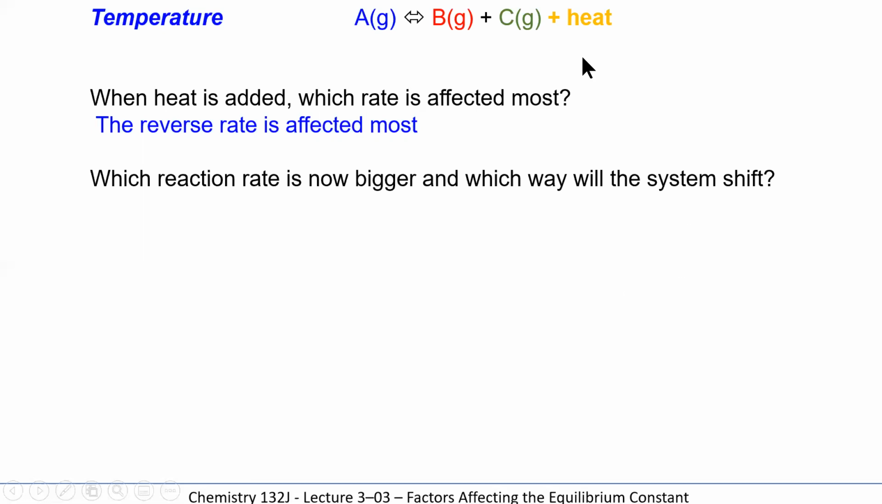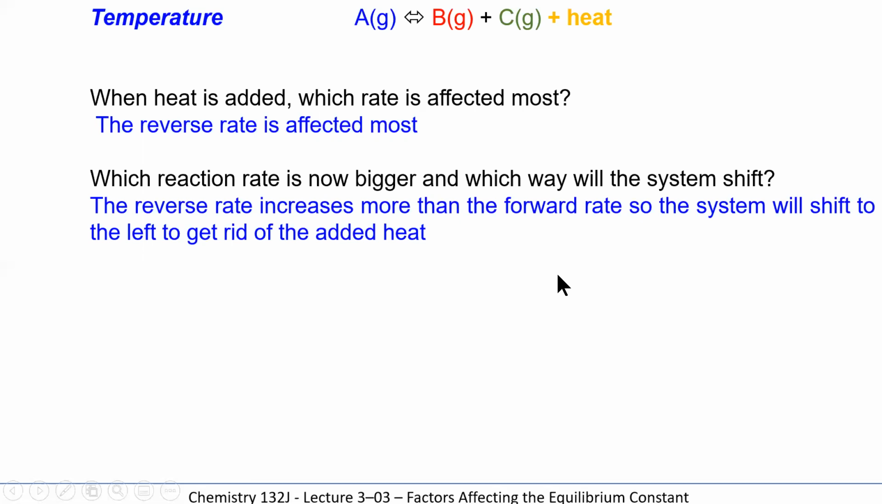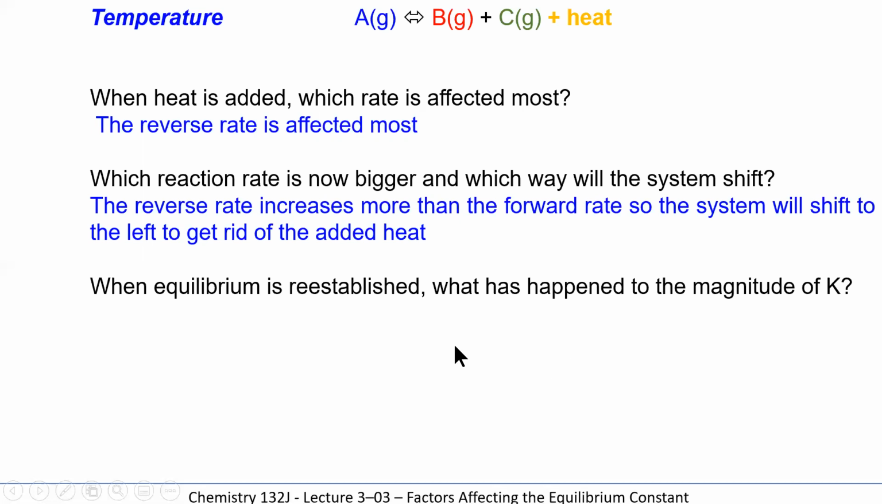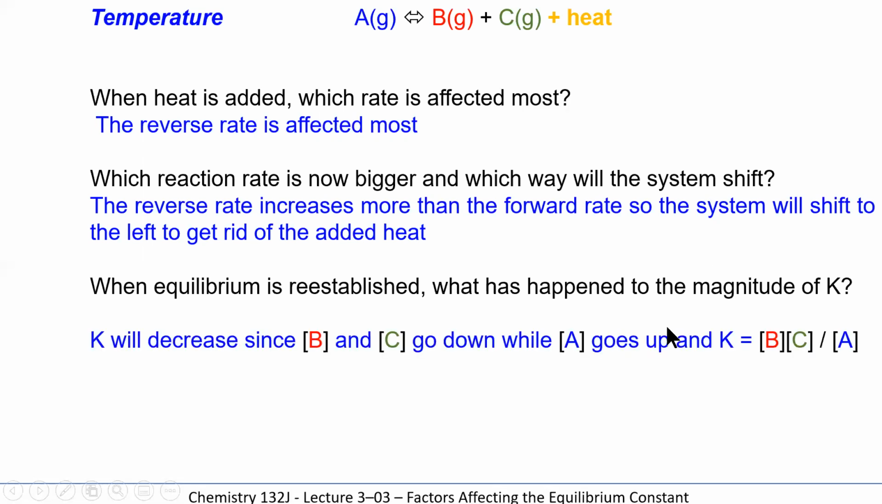Now, which rate is now bigger? Well, the reverse rate increases more than the forward rate, so the system will shift to get rid of the added heat. When equilibrium is reestablished, what has happened to the value of K? Well, the value of K is equal to the quantity of B times the quantity of C divided by the quantity of A. So if the system shifts and B and C go down and A goes up, the value of K, of course, will decrease, because B and C are the numerators and A is the denominator. If B and C go down and A goes up, K will get smaller.